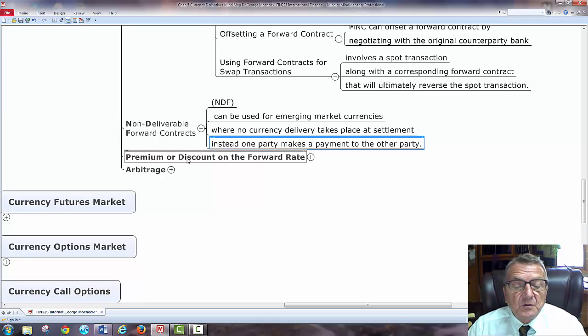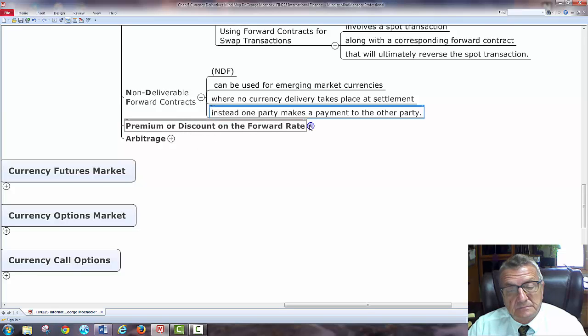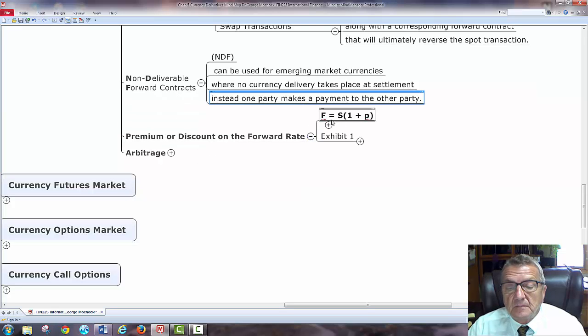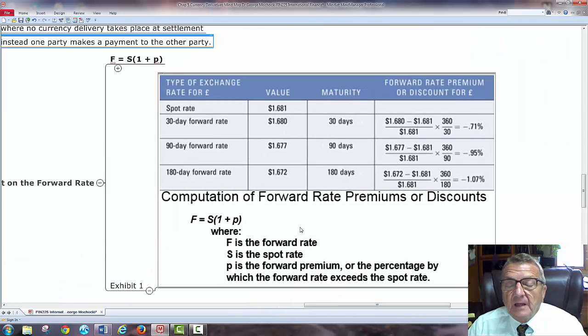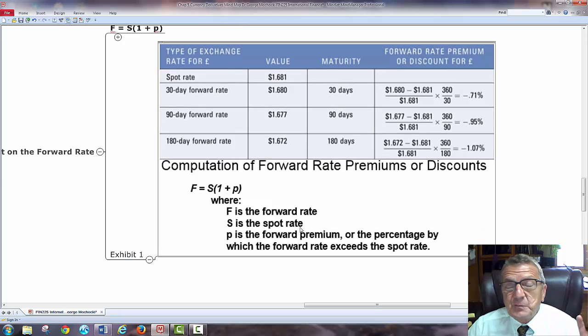Now, premium or discount on forward rates. This is the formula: F equals S times 1 plus the forward premium. Here we go. So here, I've got the map. Look at the chart. I can't go into the chart here because there's a lot of information, I'll be here for a couple hours. But here's the spot rate, here's the maturity date, and here's the formula. F is the forward rate, S is the spot rate, and P is the premium, or the percentage by which the forward rate exceeds the spot rate. So you have this. Look at that forward rate.